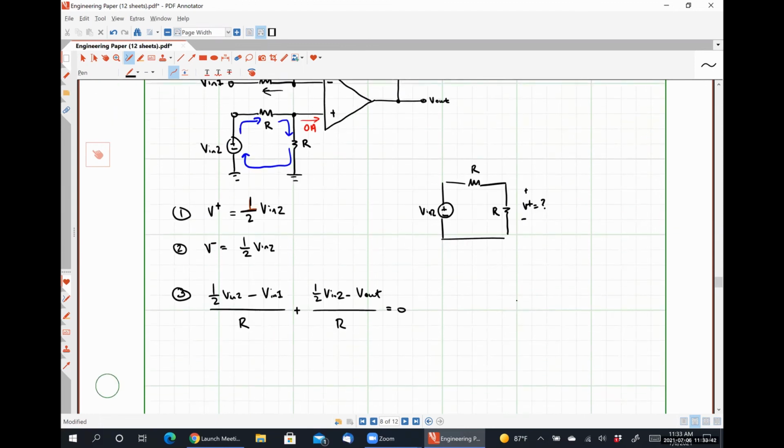All right. So what I'm about to do is move V out over R to the right-hand side of the equal sign. So that is going to give me 1/2 VN2 over R minus VN1 over R plus 1/2 VN2 over R is equal to V out over R. Did everybody follow my algebra there?